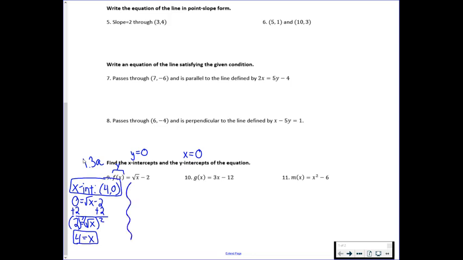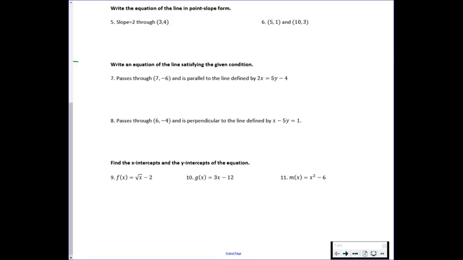Let's go on the other side and do the y-intercept. The y-intercept is where x equals 0. So y equals, in place of my x, I'm going to put a 0, minus 2. The square root of 0 is 0, minus 2 is negative 2. So now I've got my ordered pair. My y-intercept, my x was 0. The y value was negative 2. And that is our x and y-intercept for that first one.